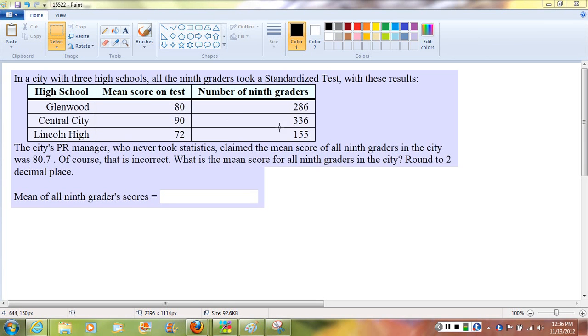For example, Central City High had a lot more students than Lincoln. So Central City's average score of 90 should tell us more about the city's overall performance than Lincoln High's score of 72. So the way we can actually calculate an accurate average here is by weighting each of these average scores by the number of students who earned that score.